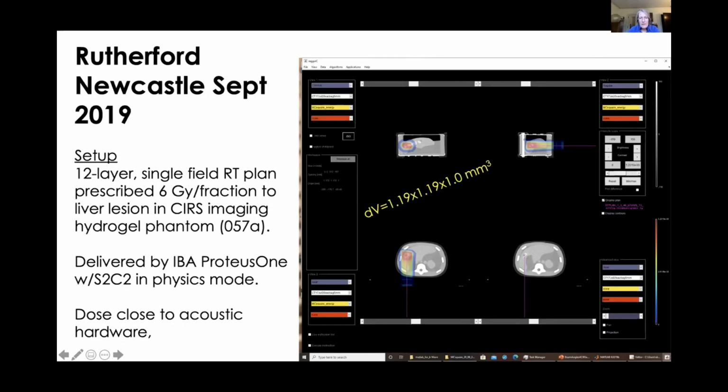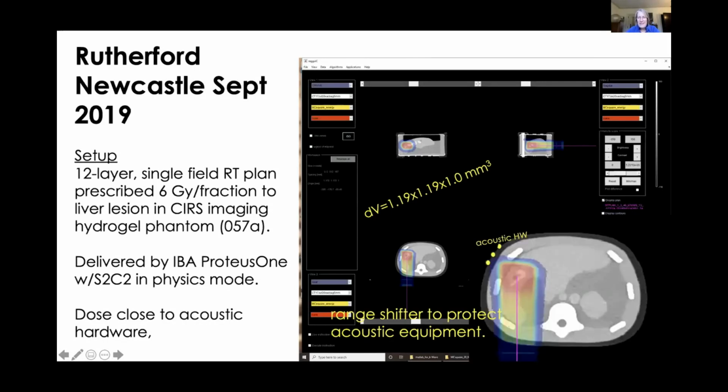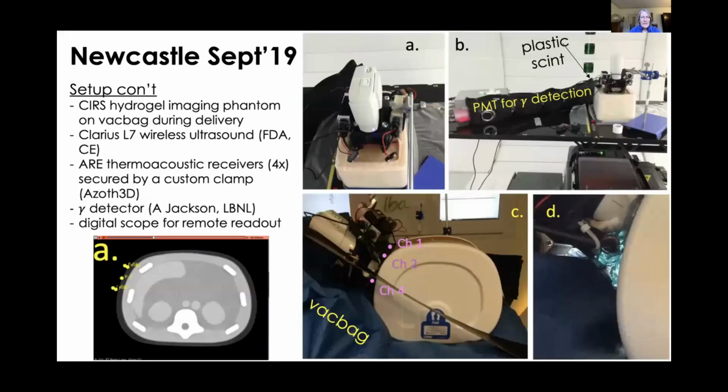The folks at the Rutherford developed a treatment plan shown here. And my thought initially was, okay, I'll put my receivers right there and listen as the beam is being delivered. Now, this is an aggregate treatment plan representing the total dose delivered by many, many different beams. But as we thought about it for our very first experiment, I was nervous about having my transducers so close to the proton beam. So I asked them to insert a range shifter and just pull the dose back so that my acoustic hardware wouldn't get any neutron radiation, or get minimal, I should say. So that was our setup.